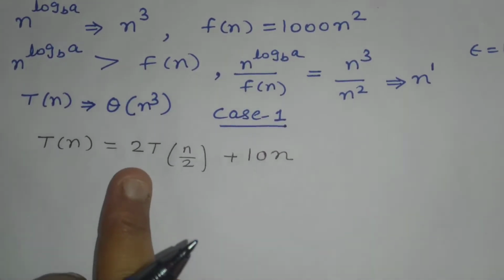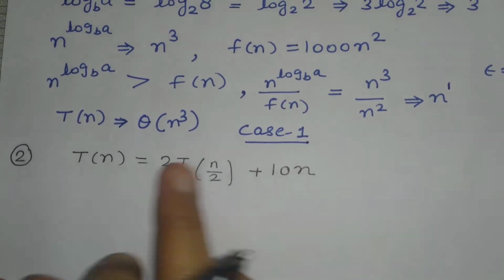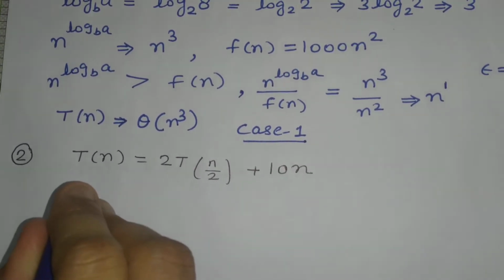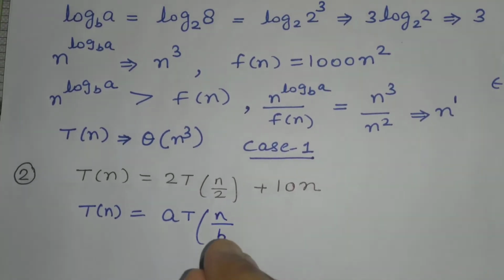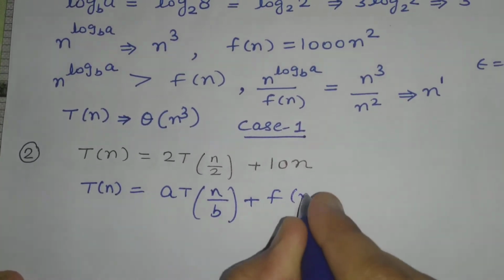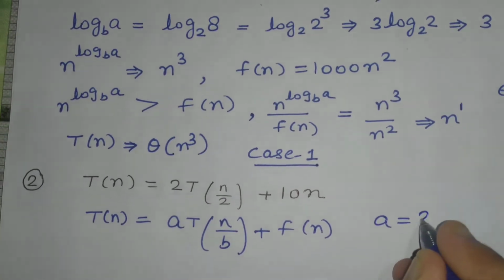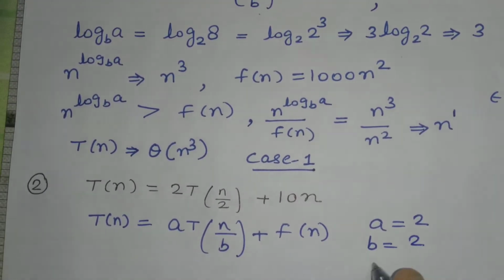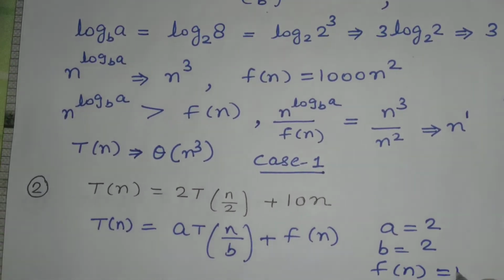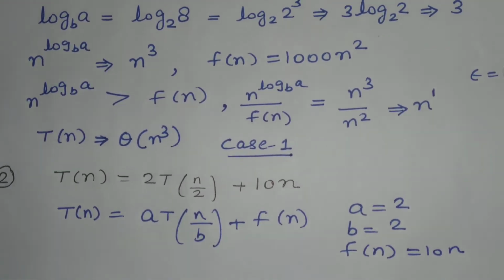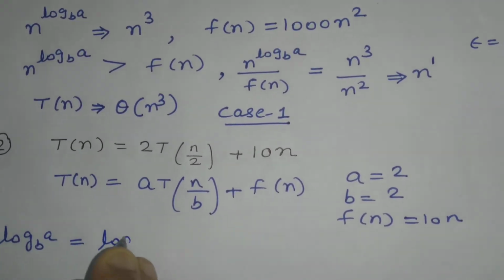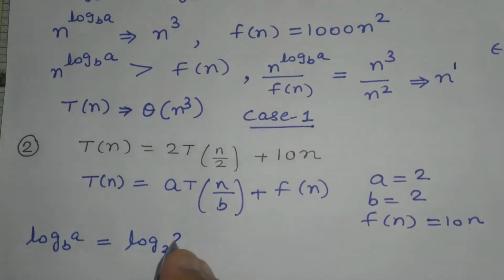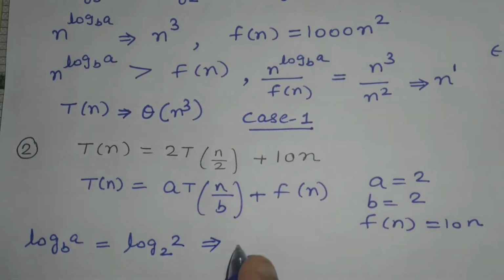Now let's see another question. T(n) equals 2T(n/2) plus 10n. Again we compare it with the standard equation, that is T(n) is equal to aT(n/b) plus f(n). Note down the values of a, b and f(n). Now what we do? We compute log base b a, which is log base 2 of 2, and log 2 at base 2 is 1.